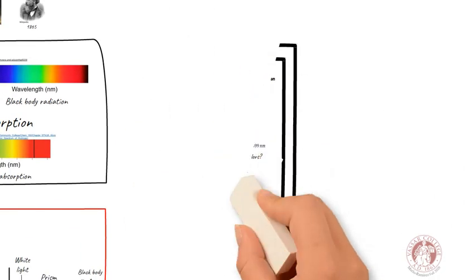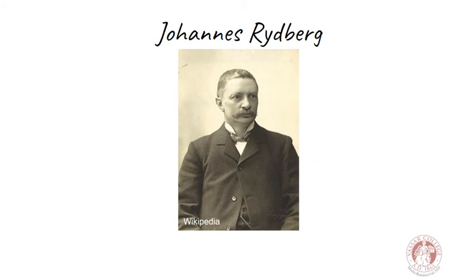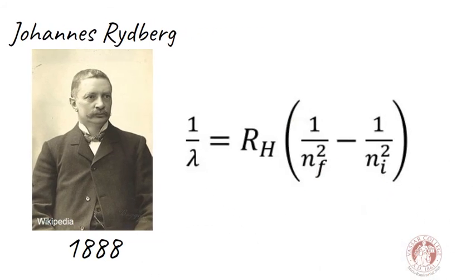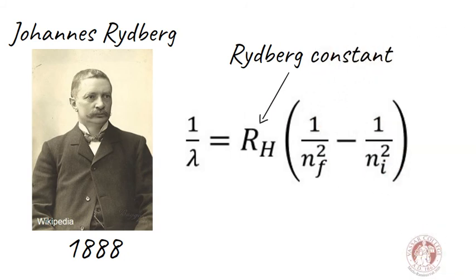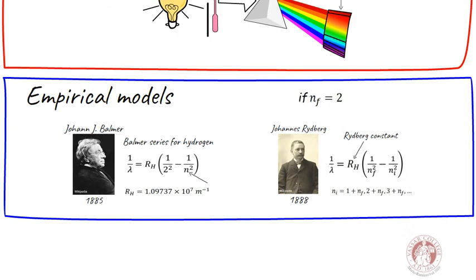A few years later, Johannes Rydberg proposed a model that predicted all the spectral lines of hydrogen. The expression of the so-called Rydberg series is the following, where R_H has the same value as before, and actually is called the Rydberg constant. Also, n_i and n_f are related in the following way. This model was very important because it reproduced the Balmer series, but also predicted other series that eventually were measured.